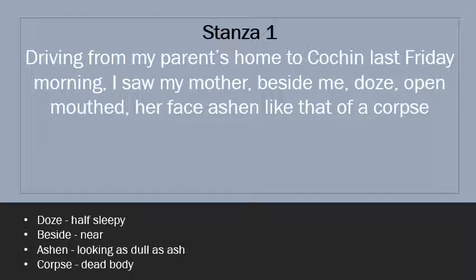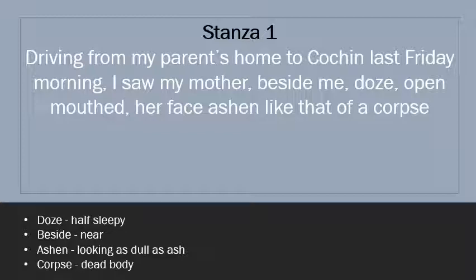In these lines, the poet has described a very personal experience. It was last Friday when the poet was driving from her parents' home to Cochin airport. Cochin is the name of a city. Cochin is a major port city in the state of Kerala. It is also popularly known as Kochi. She was driving and her mother was sitting beside her.